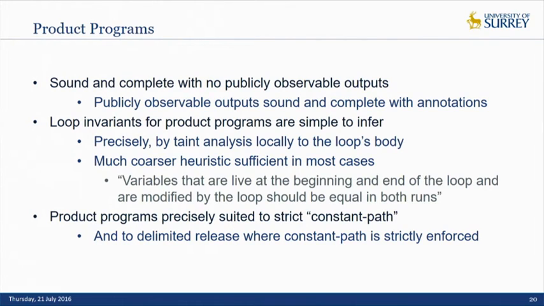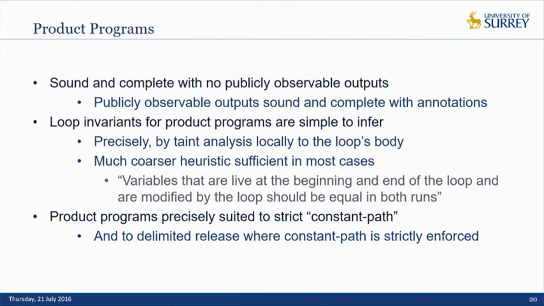But what we actually do is a much coarser heuristic that says all the variables that are modified by the loop body and are live at the beginning and at the end of the loop should be equal in both executions. And that actually works for all of our examples but one, where we need to do a bit more work. So most of the constant-time programs that we've looked at are actually very, very easy to look at, even though they have loops.